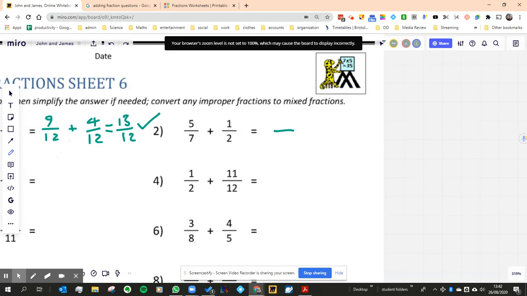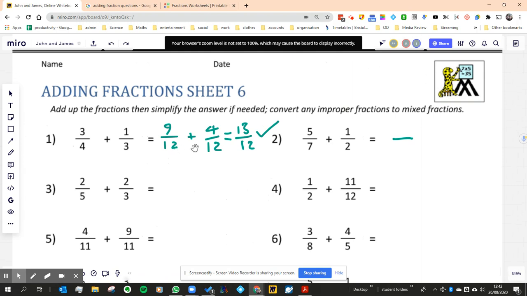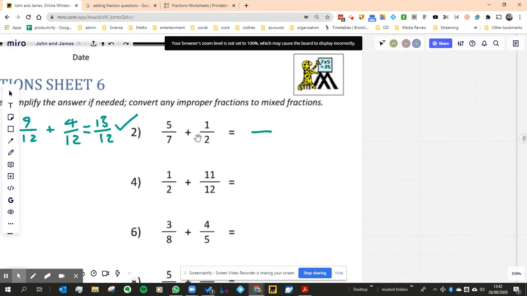So beforehand, the common denominator was 12 because the common multiple was 12. Sorry, because 4 and 3 go into 12. So we want something that 7 and 2 go into. So what number will 7 and 2 go into? Right. So we're going to make them both 14. Something over 14. So 5 over 7 is the same as what over 14?